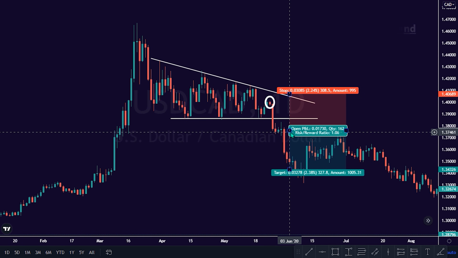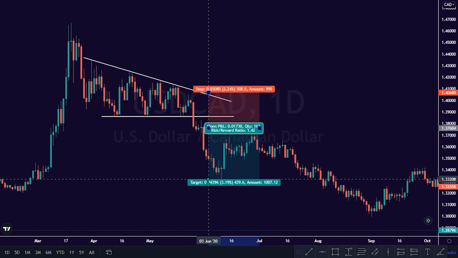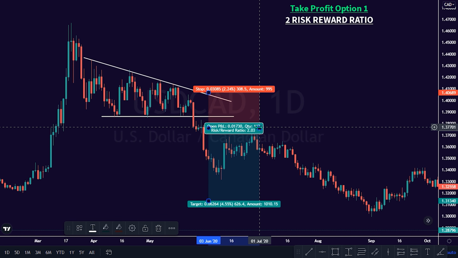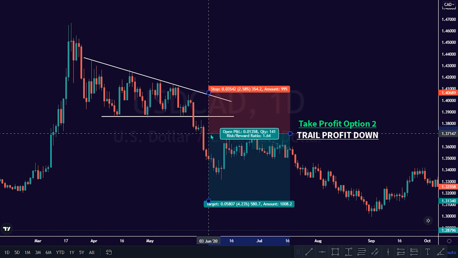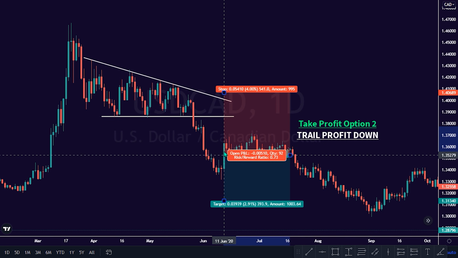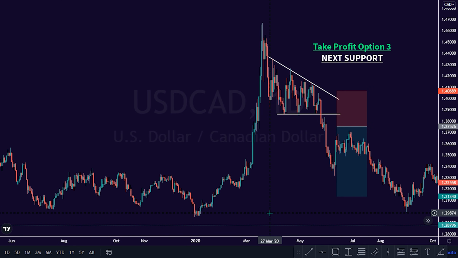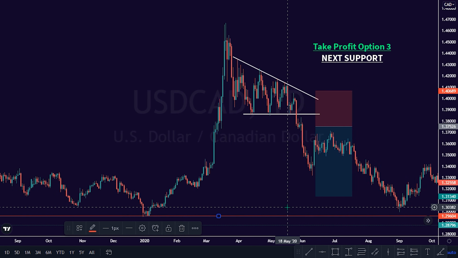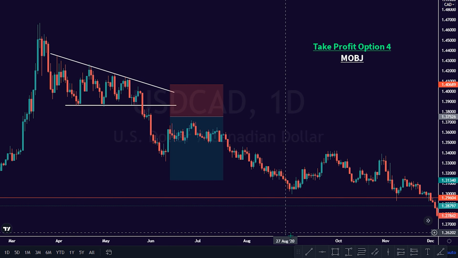How can we set take profit target in this reversal trade setup? Option 1. Target 2 risk-reward ratios. Option 2. Trail your profit down based on long-term goals. Option 3. Target the next powerful support structure in the market. Option 4. Apply the measurement objective target.